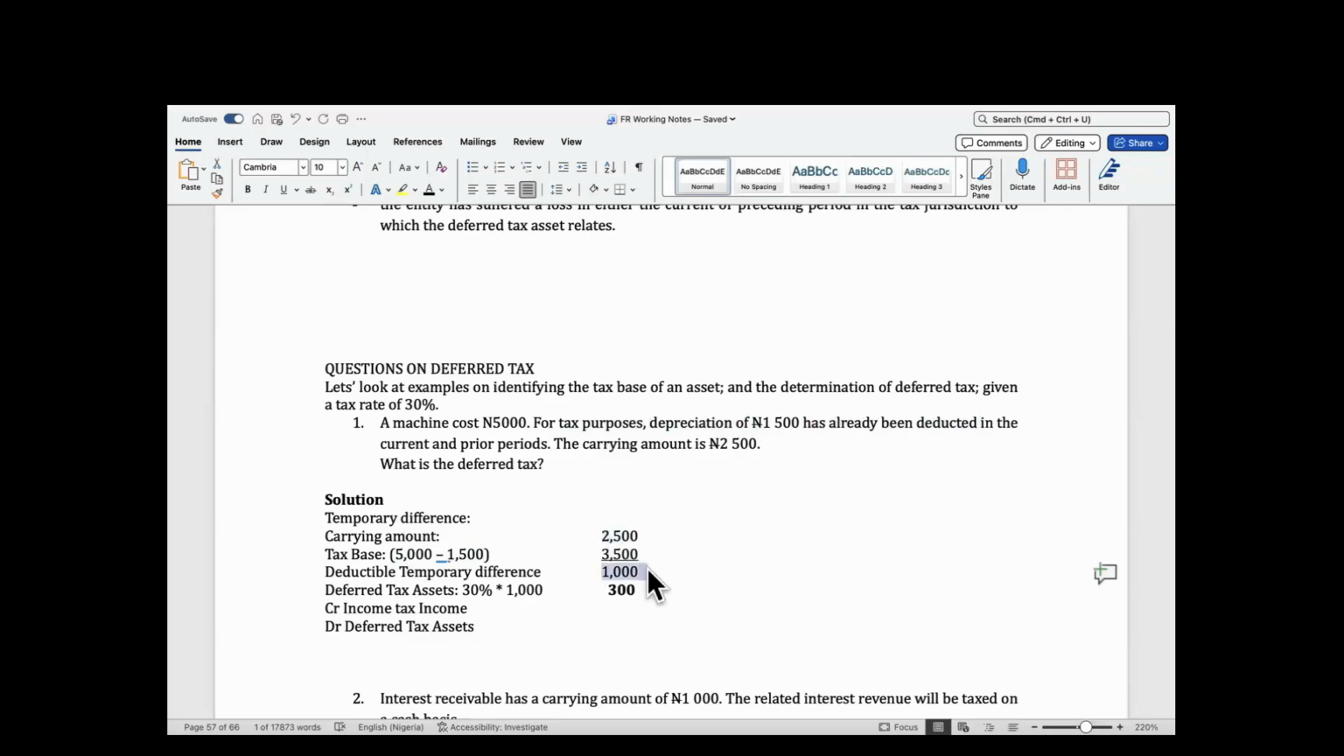We have a temporary difference of 1,000, and the taxman's deduction is much more than what I've captured in my books. So I'm having a deductible temporary difference resulting in a deferred tax asset. So that's how we determine tax base. And yes, this is confirming that this is the capital allowance they have allowed as deduction for you.